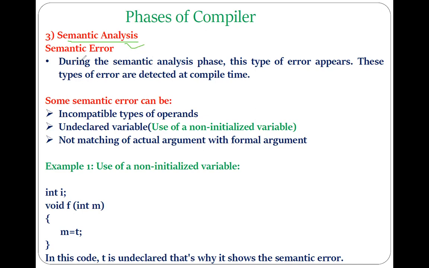Generally the semantic analyzer detects various kinds of errors. Some of the errors we are going to see here. During the semantic analysis phase, different kinds of errors appear. This type of error generally gets detected at compile time. Some of the semantic errors can be here. You can see the first kind of semantic error can be incompatible type of operands.